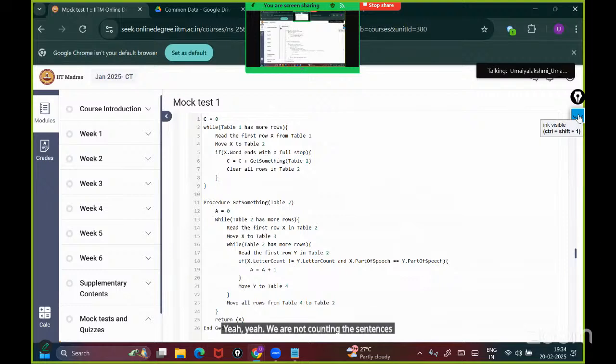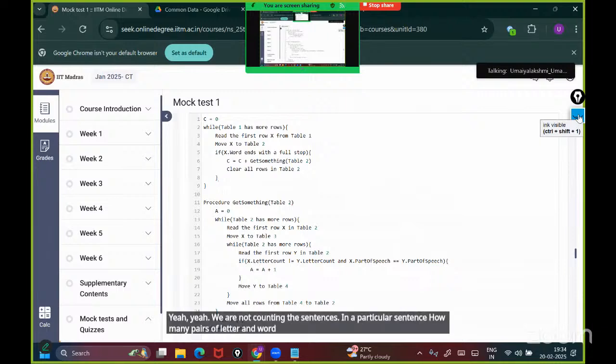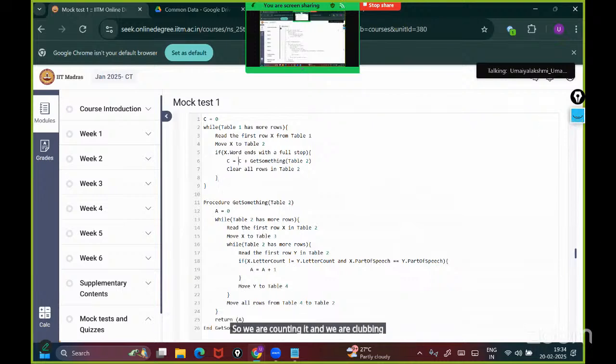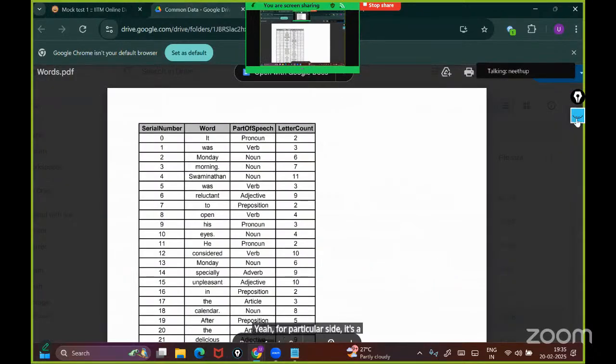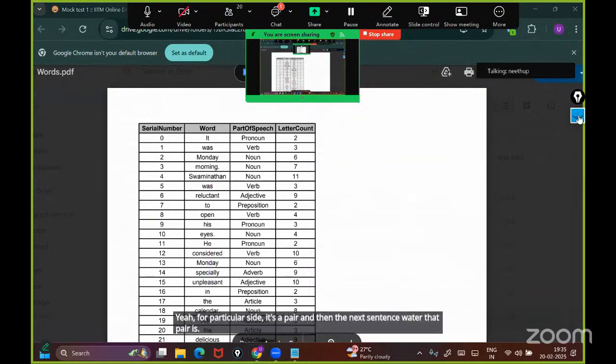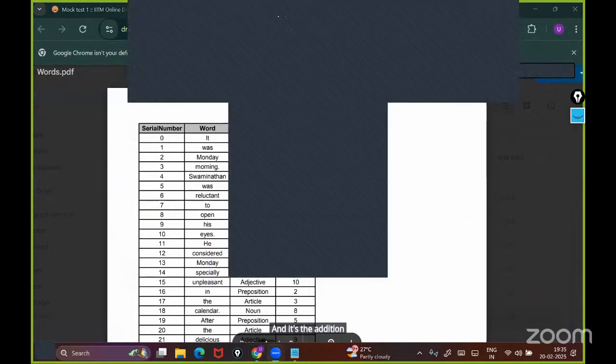In a particular sentence, how many pairs of letter count and word count, I mean, like the letter count is the same and parts of speech is the same, and the letter count is different. So we are counting it and clubbing together for each sentence. So C will contain across all, but it's not like all pairs. It's like for a particular sentence, it will take a pair. Let me take an example. Then the next sentence, whatever that pair is, and it's the addition of each sentence's pair, right?